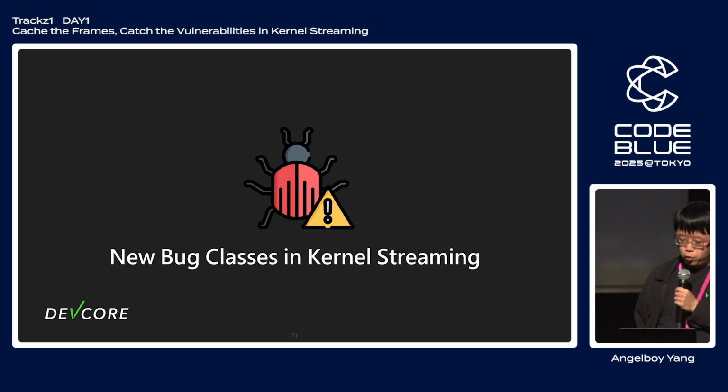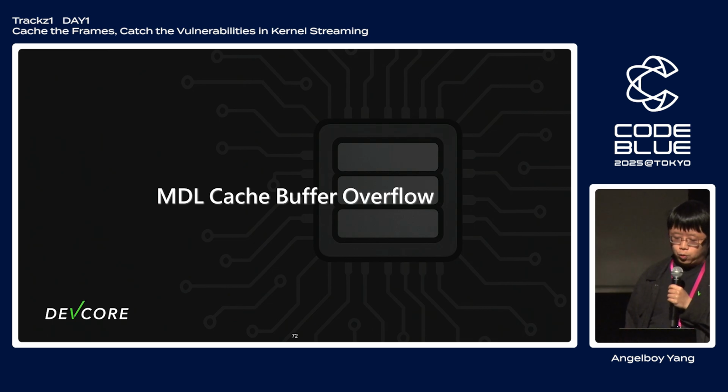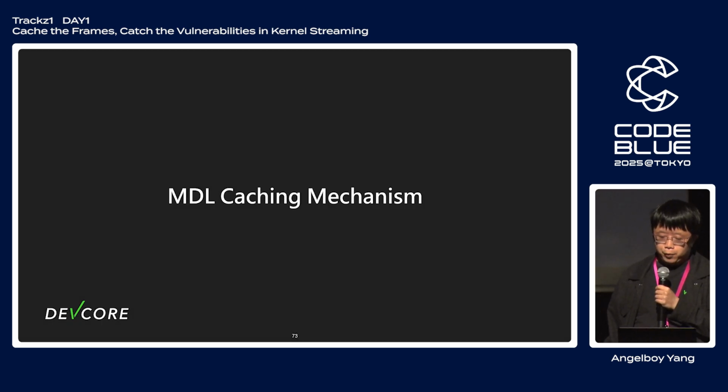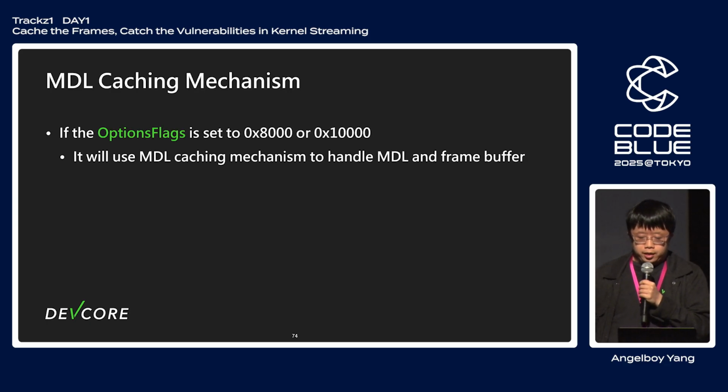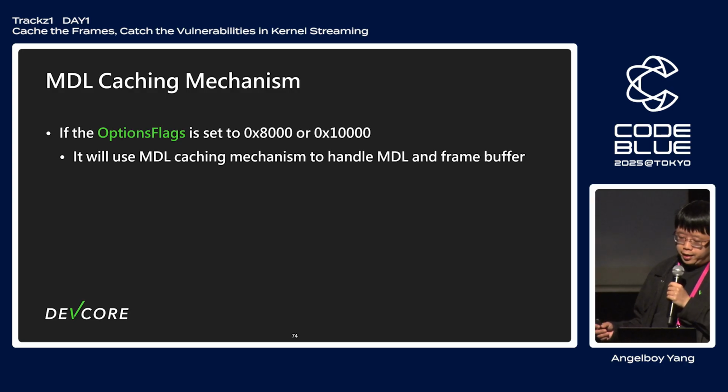Let's talk about the new bug classes we discovered during our research on kernel streaming. The first one is MDL cache buffer overflow. Before we move on, we need to talk about the MDL caching mechanism. In kernel streaming, they add an MDL cache to speed things up. You can enable it by setting the option flag to 0x8000 or 0x10000.